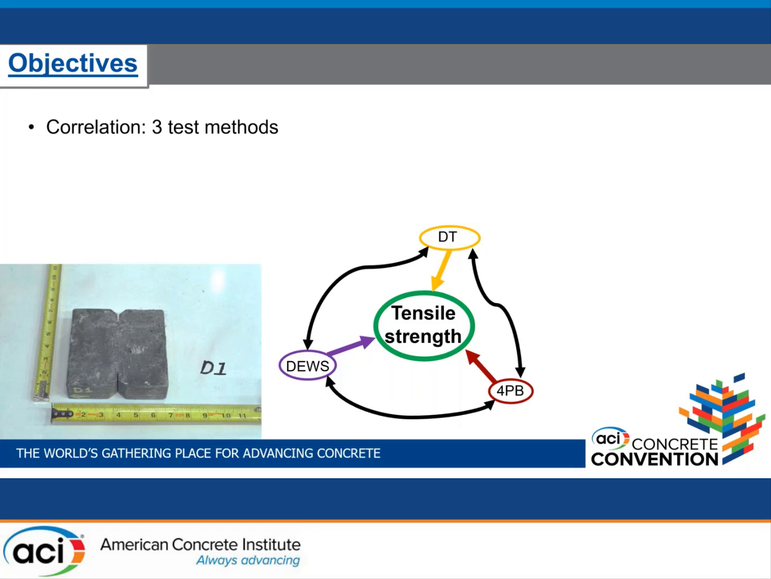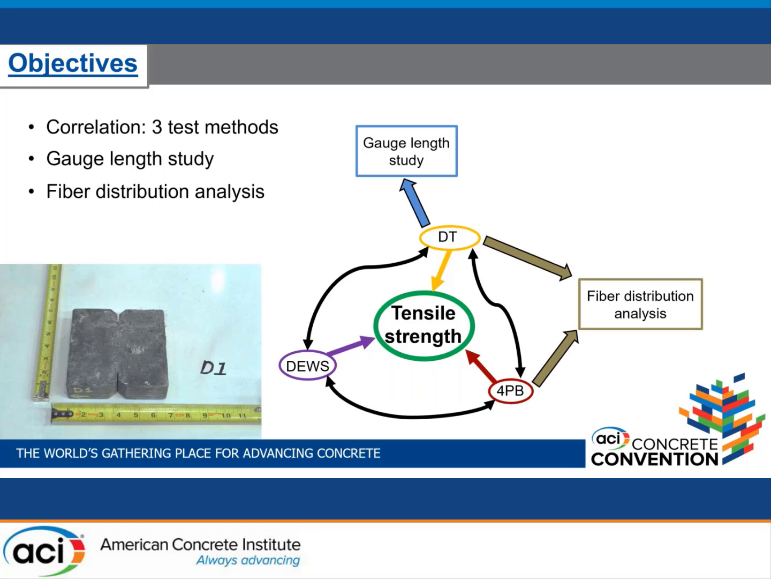And after getting the tensile strength of the UHPC from these three test methods, we're also going to statistically correlate the test methods and see how they correlate with each other. We also are doing a gauge length study based on the results obtained from the direct tension prisms. We are obtaining a fiber distribution analysis from the direct tension and 4-point bending studies. And in the very end, we're going to do a UHPC material flow study from the direct tension specimens.